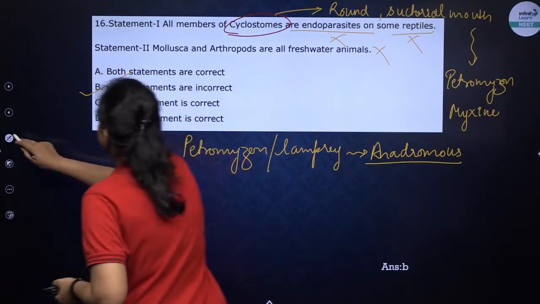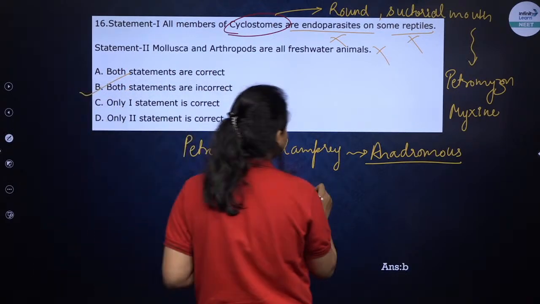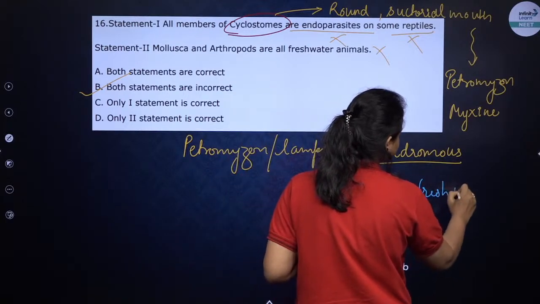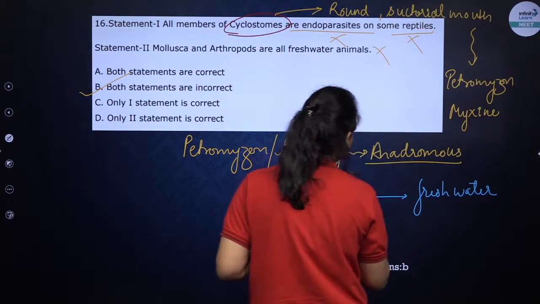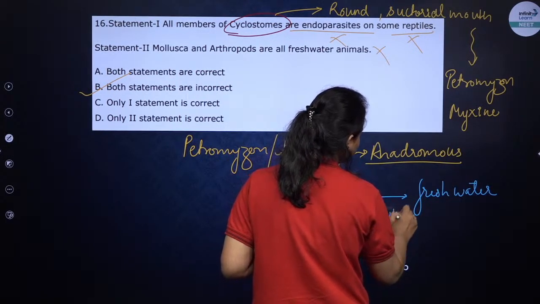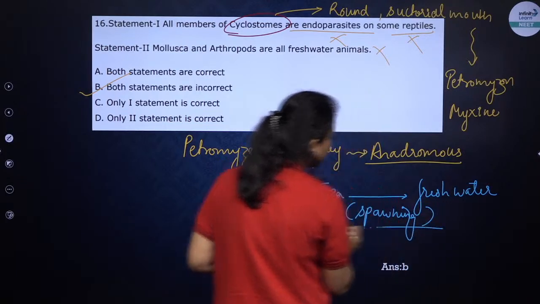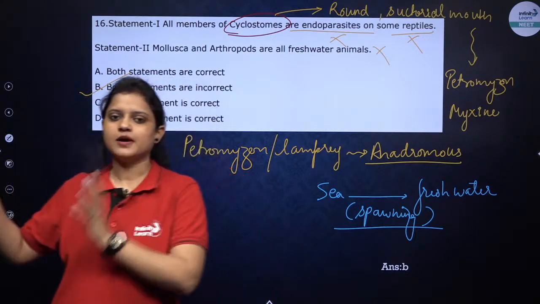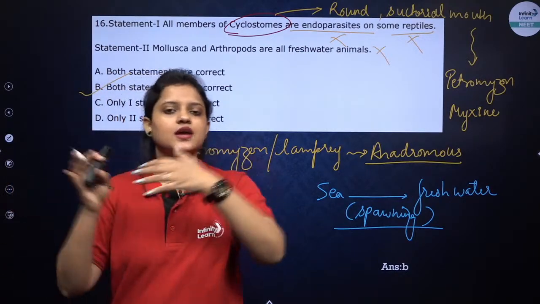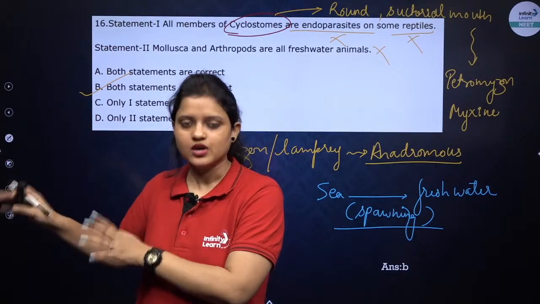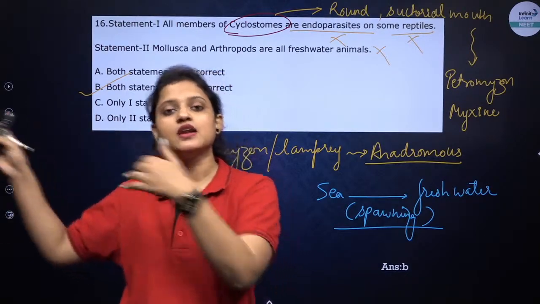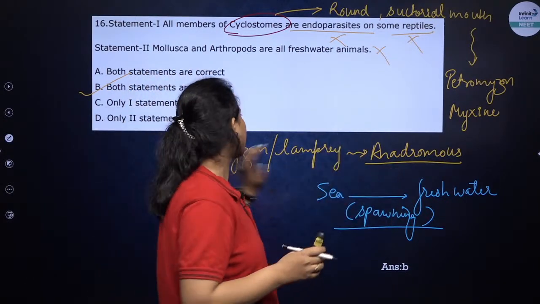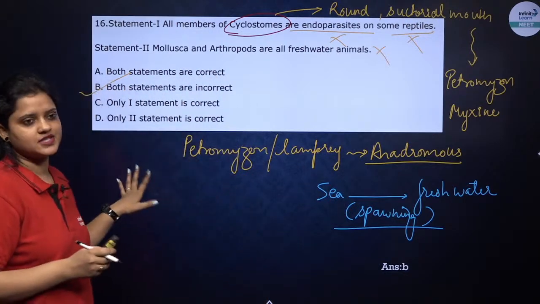Now anadromous behavior means they live in the sea but move to fresh water for spawning. Spawning means for laying their eggs. ठीक है, तो वो रहते हैं सी में, जाते हैं फ्रेश वाटर में, वहां पर they lay their eggs and then they return. They cannot return back, so they die there. Okay, their eggs they hatch into larva and then larvas return back to the sea. So this is anadromous behavior shown by petromyzon or lamprey. This is the previous year question.